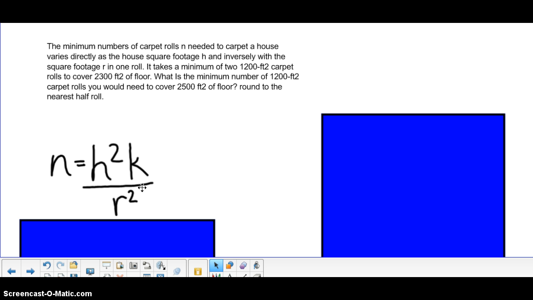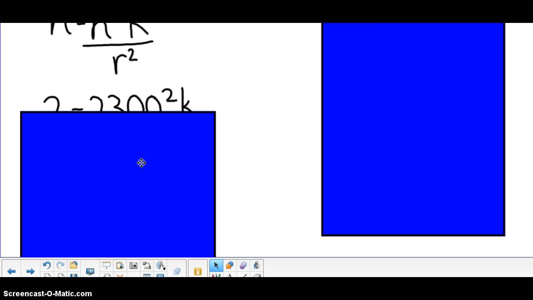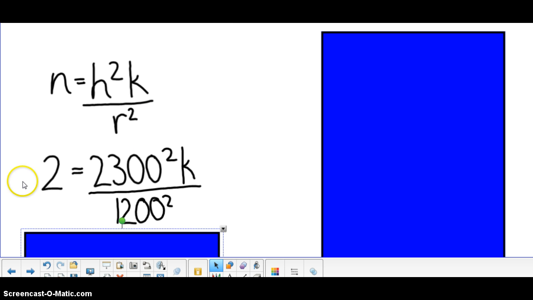Your next part is to plug in the numbers that you already have so you can find your constant variable. You'd plug in 2 for the number of carpet rolls, and then you put 2,300 in for h because that's the square footage of the house, and then your k is left blank, and for r you would put in 1,200 because that's how much a carpet roll covers. This is what your equation ends up looking like.